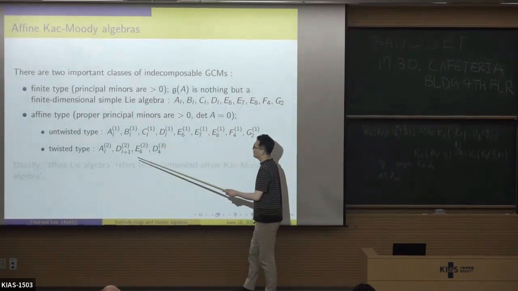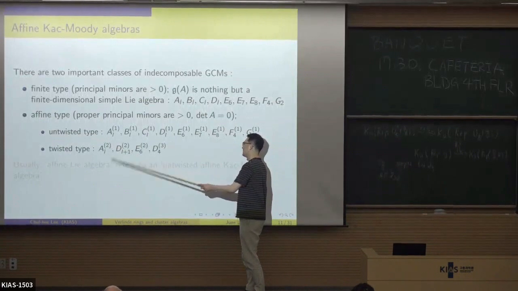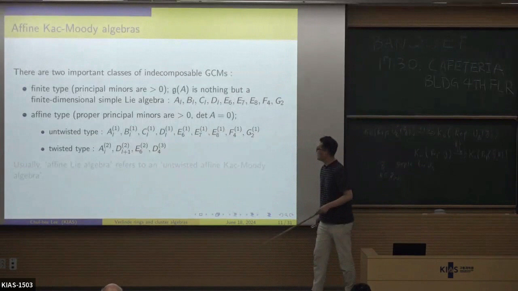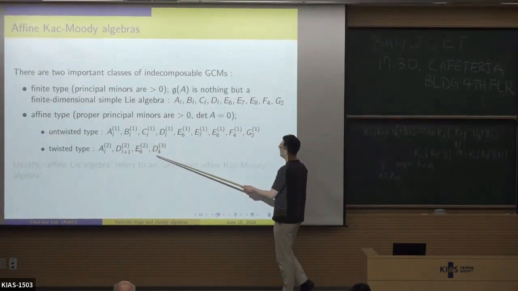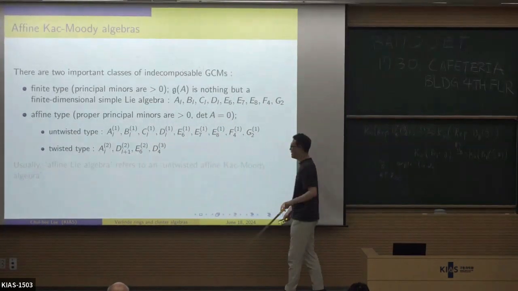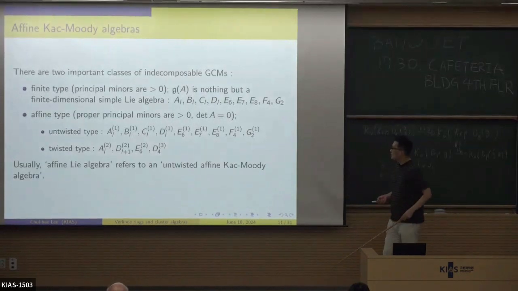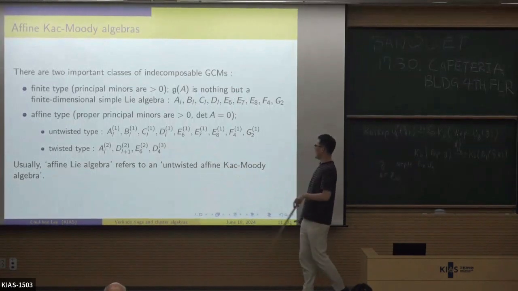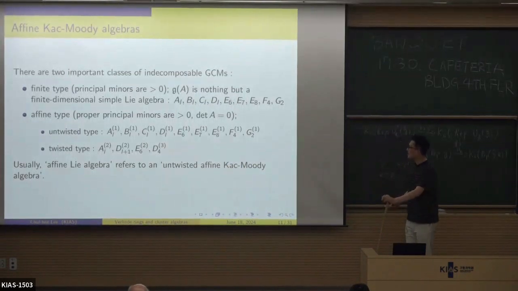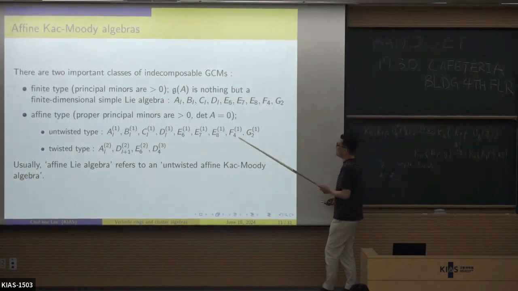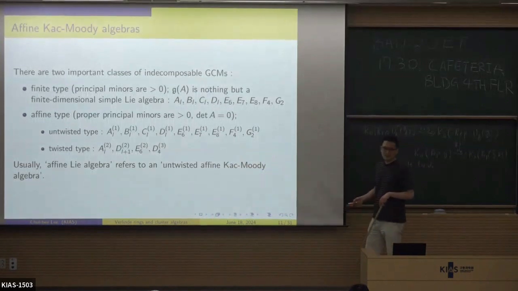It also has some subfamilies. One family is called untwisted type, and another type is called twisted type. So here you can observe that for each simple Lie algebra of finite type, we have a corresponding affine Lie algebra. When we say affine Lie algebra, usually it refers to untwisted affine Kac-Moody algebras. So today, when I say affine Lie algebra, it will mean one of these Lie algebras.